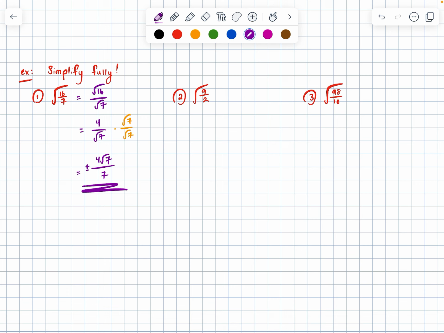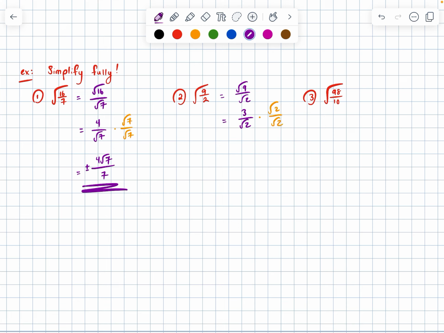Number 2, the square root of 9 over 2. Once again, I'm going to use my quotient property, break this down into root 9 over root 2. From here, again, I cannot leave a square root in the denominator. Simplifying my numerator first to 3, I'm next going to multiply by the square root of 2 over the square root of 2.